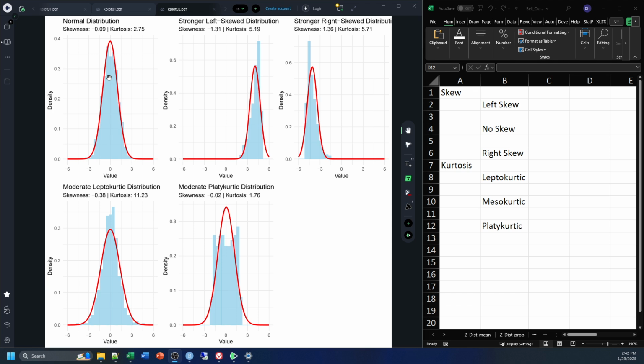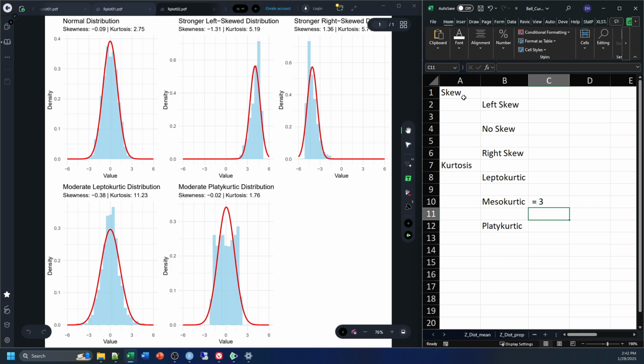And then we have a kurtosis here of 2.75. When you have basically no major deviations from normality, your kurtosis is going to be a value of 3. So here I'll just put for mesokurtic, we'll say that that is equal to a value of 3. And let's go over and look at our skew.